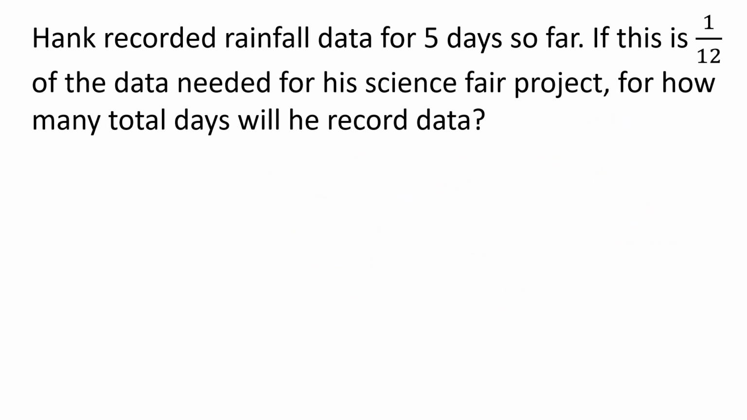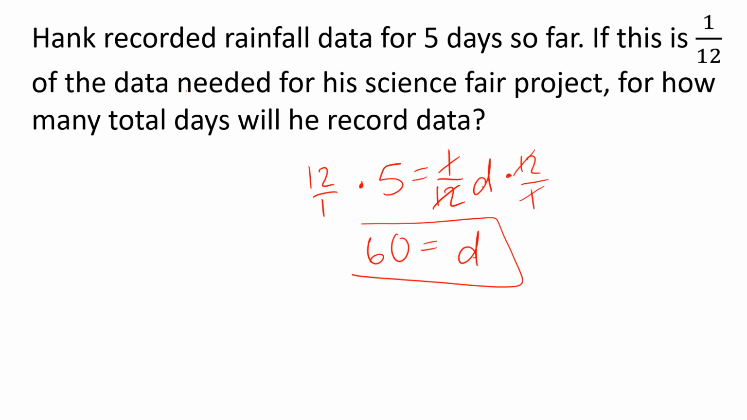Okay. Next. Hank recorded rainfall data for 5 days so far. This is 1/12 of the data. So 5 is 1/12 of D for data, because I am super clever. How many days will he record data? Well, just multiply by 12. Multiply by 12 over 1 to cancel everything out. D is by itself. And 12 times 5 is 60. So that's going to be the deal.